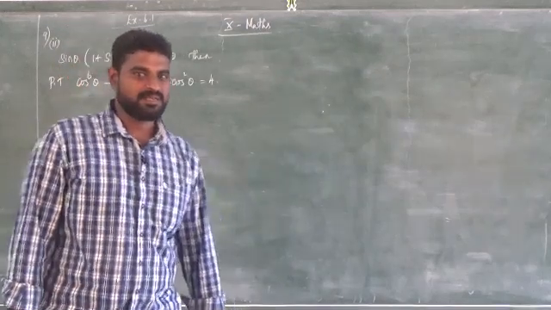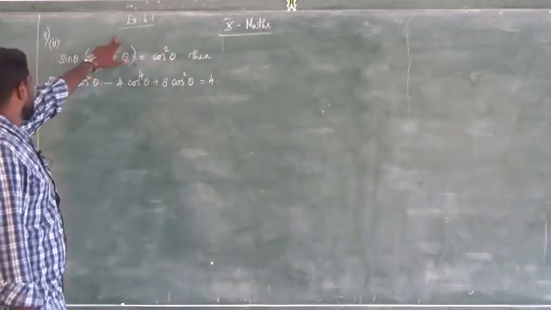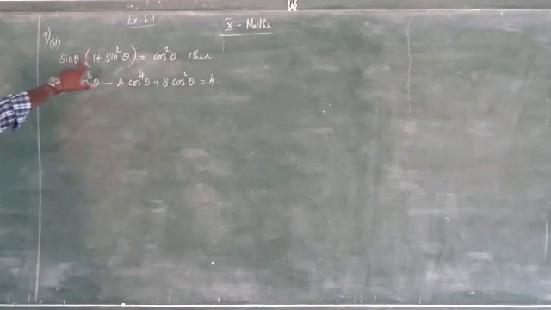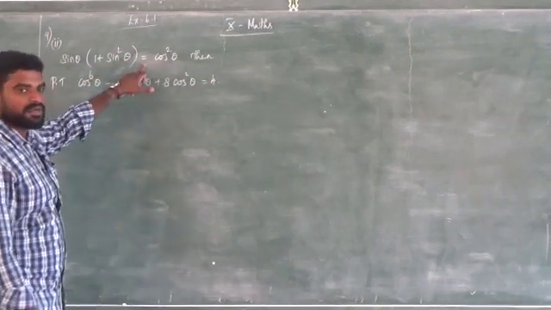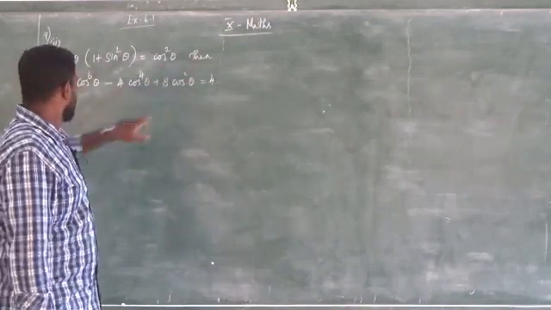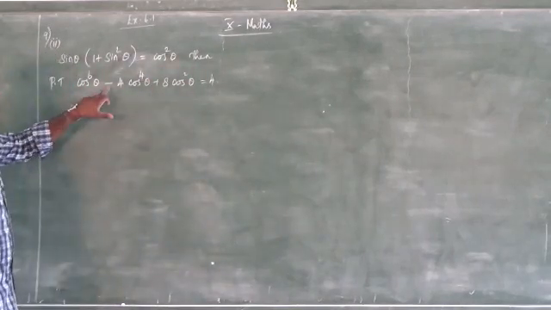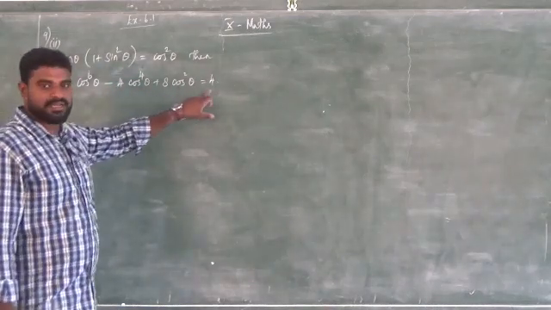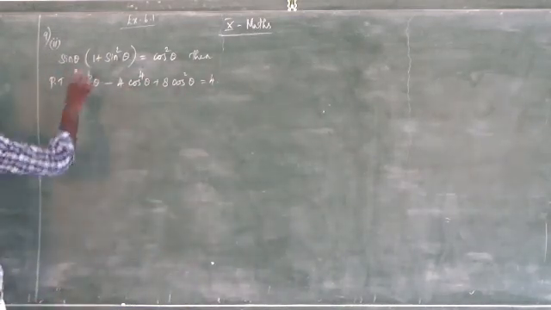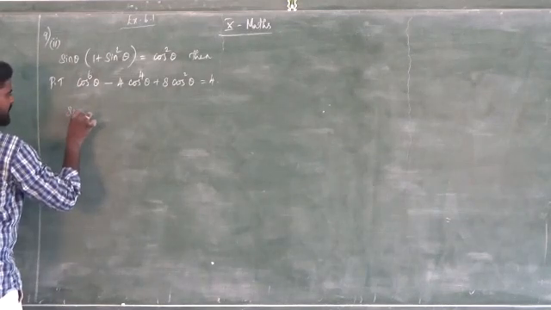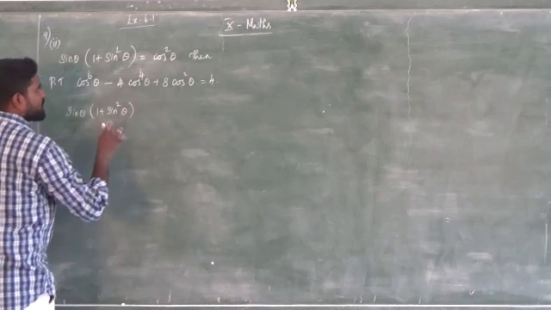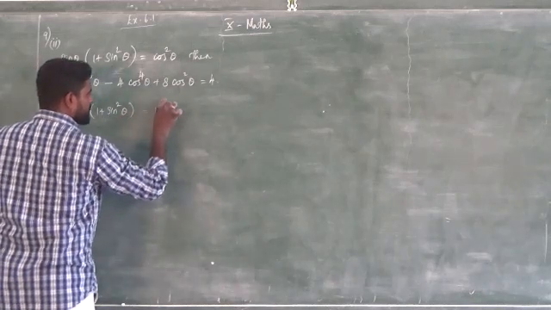Hello dear students, I will continue exercise 6.1, 9th problem, second subdivision. Here the given value is sin theta into 1 plus sin square theta equal to cos square theta. Then we need to prove cos power 6 theta minus 4 cos power 4 theta plus 8 cos square theta equal to 4. So what is given? Given is sin theta into 1 plus sin square theta equal to cos square theta.